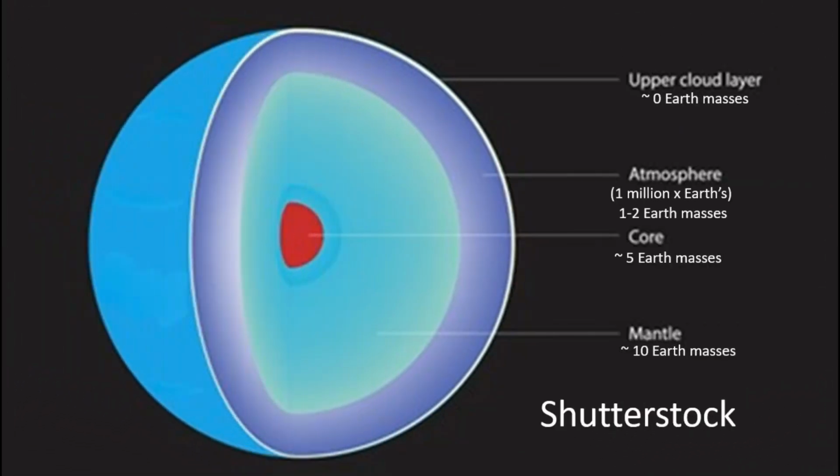Since Neptune and Uranus are 17 and 14 Earth masses respectively, and their atmospheres only 1 to 2 Earth masses compared to water and ammonia content around 10 Earth masses, they are called ice giants to distinguish them from the gas giants, which are truly mostly gas.